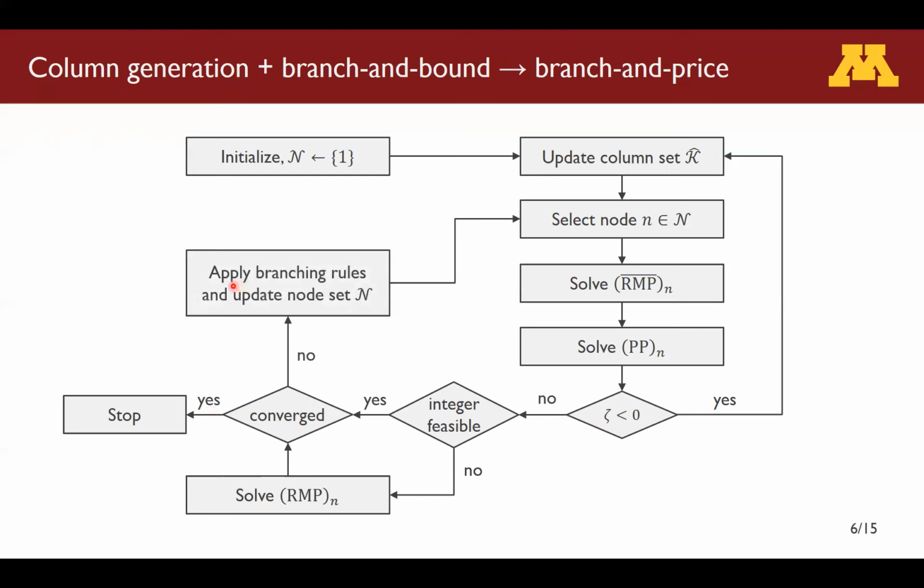Now here I just say apply branching rules. I won't talk about the branching rules that we applied. This is very application specific. It's not really the focus of this talk. But this is how you would go through this branch and price algorithm. And that's essentially all there is. It looks like a standard branch and price algorithm. If you're familiar with it, you probably have done this before. Maybe the only difference, and that's the crux of this whole algorithm, is that now the pricing problem here is actually a non-convex mixed integer nonlinear program, but one that we can solve efficiently.